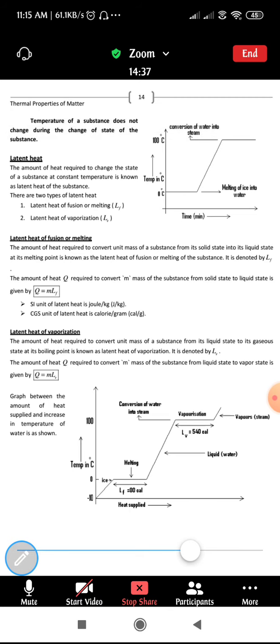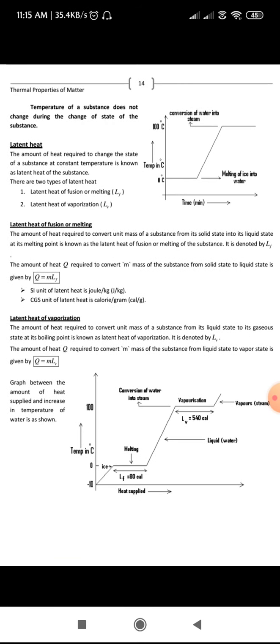Okay, coming to this latent heat of fusion or melting, we are going to define it as the amount of heat required to convert unit mass of a substance from its solid state into its liquid state at its melting point is known as the latent heat of fusion or melting of the substance, denoted by L subscript F. That is, converting a unit mass of a substance from solid to liquid, that is from ice to water, at its melting point.